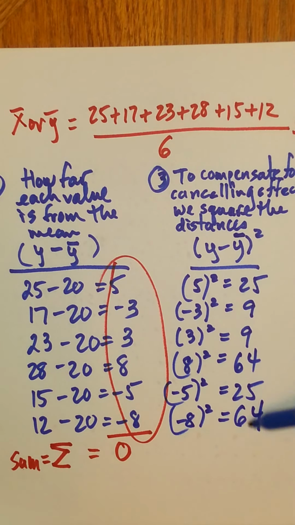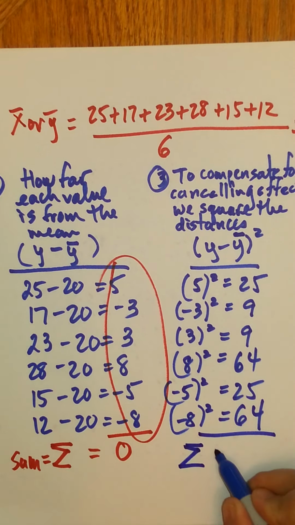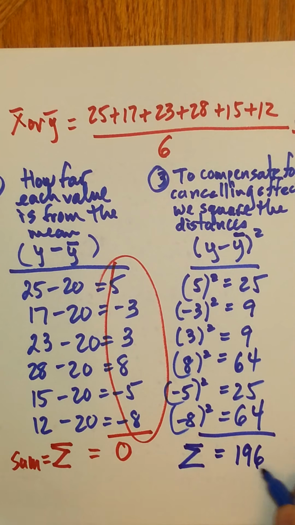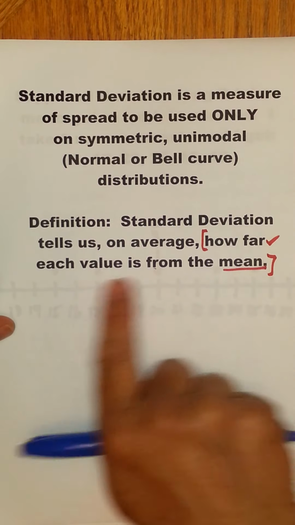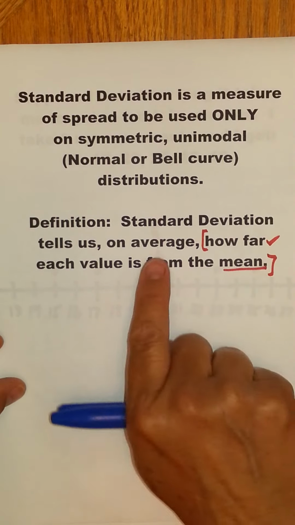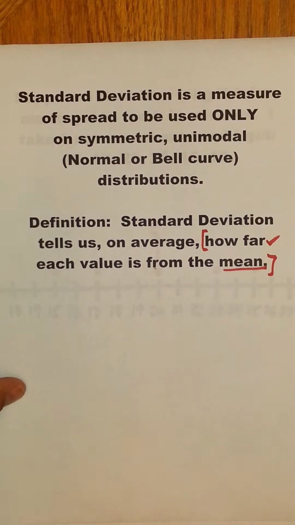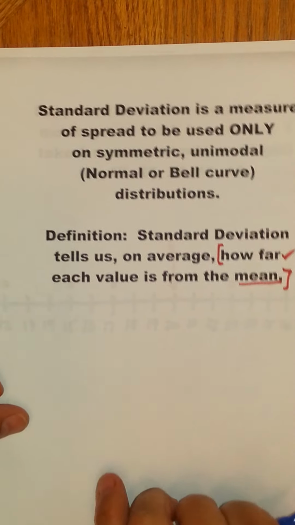Notice now all these values are positive. They can't cancel each other out. So if you look at this now the sum is 196. All right? So let's go back to our definition. Standard deviation tells us, on average, how far each value is from the mean. We found the mean. We found each distance from the mean. We started to take an average, but found out that the sum would always be 0. So we squared the distances, or the how fars. So we're still trying to find an average.